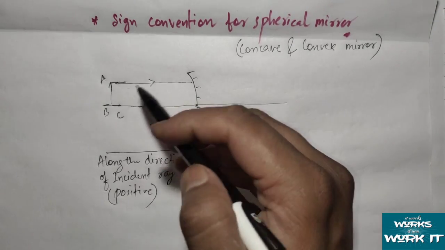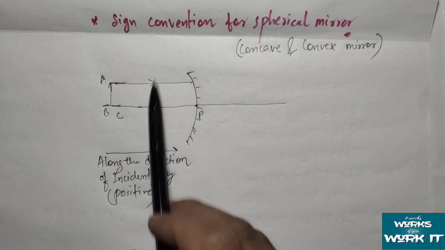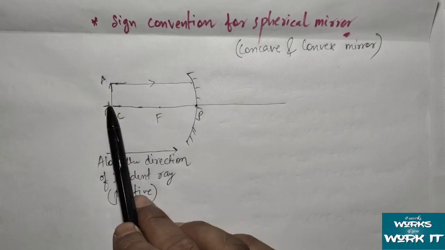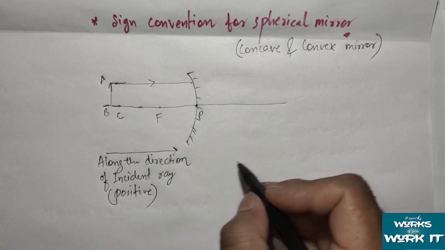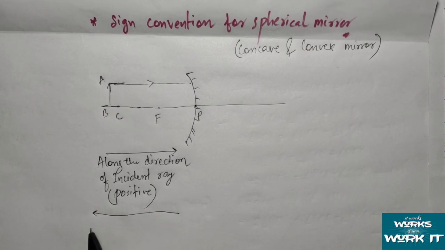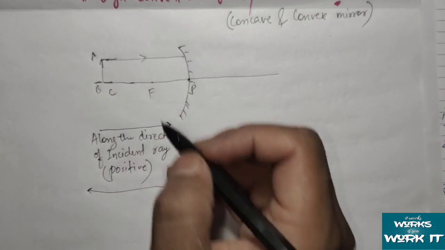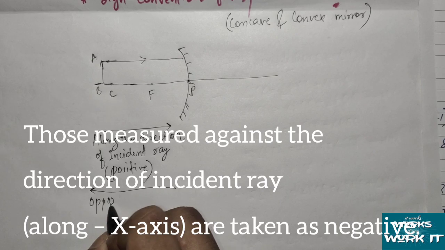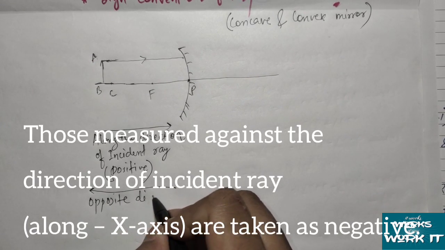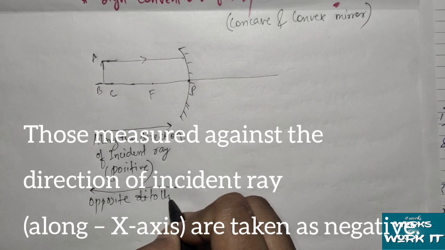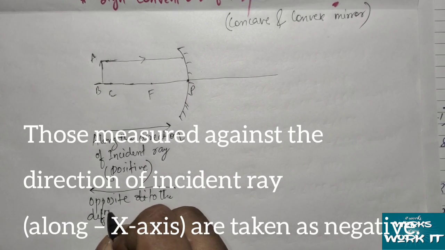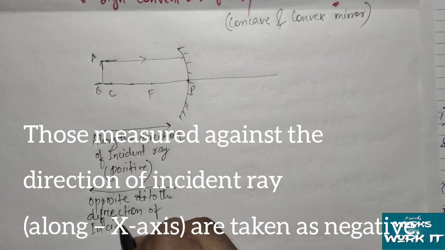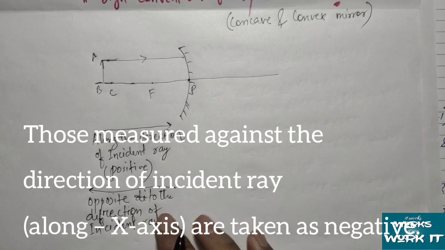Understand? So suppose this one is the object, and if I measure the distance of the object from here to here, it will be in the opposite direction of the object or incident light rays. So if it is opposite to the direction of the incident ray, it will be taken what?